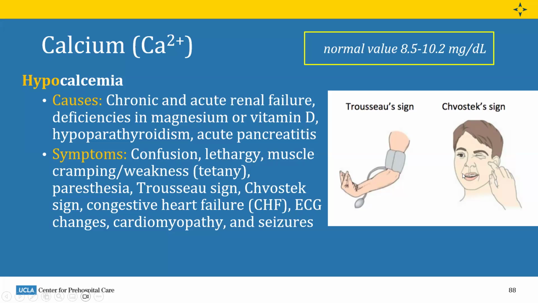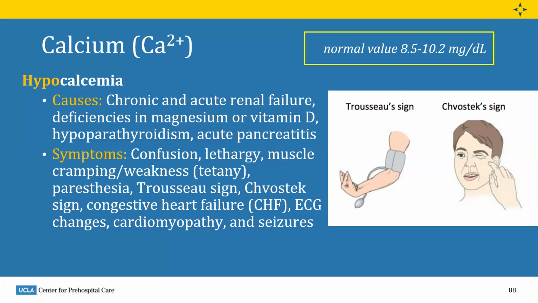Chvostek's sign is essentially if we have the facial nerve that's right around here where the parotid gland is. We'll find that facial nerve. The facial nerve innervates muscles of facial expression. So what happens is someone's poking or tapping on that nerve, and it's going to cause abnormal muscle contraction of the muscles of facial expression.